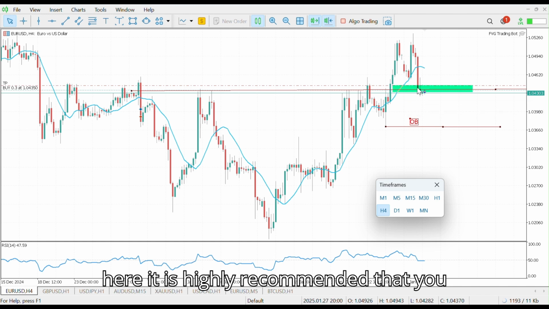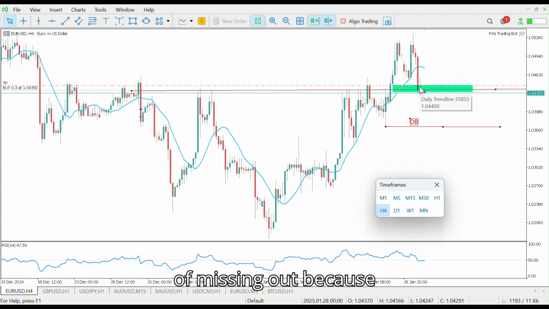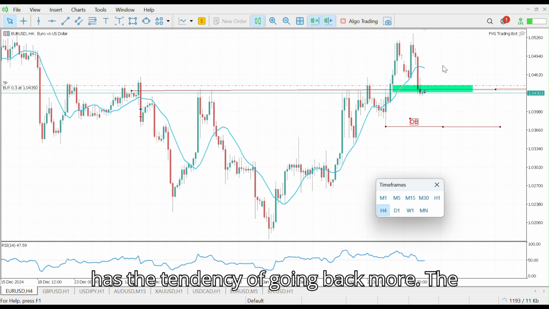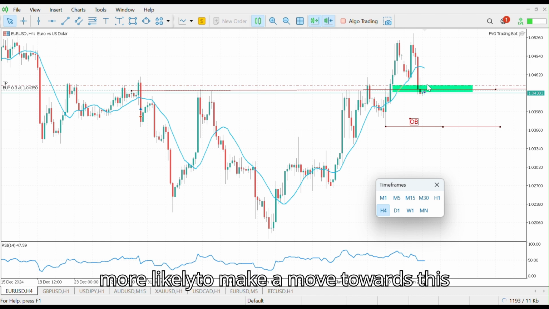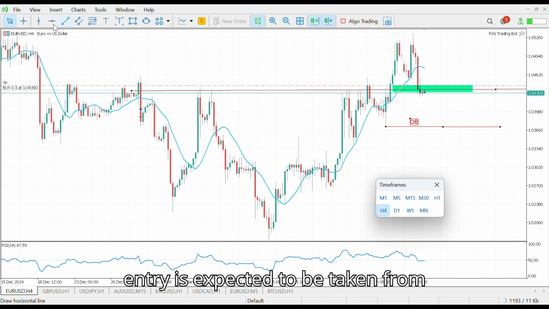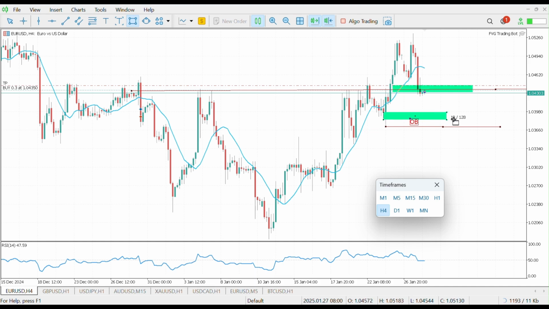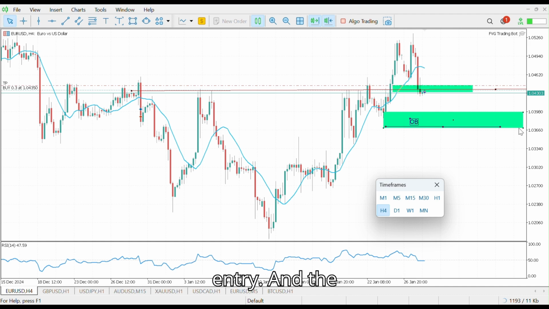it is highly recommended that you eliminate FOMO. Now FOMO, in the sense of fear of missing out, because once price gets to this place, it has a tendency of going back. But no, price is more likely to make a move towards this region, and this is where our entry is expected to be taken from because of the liquidity grab. So from this point, this is where we enter.